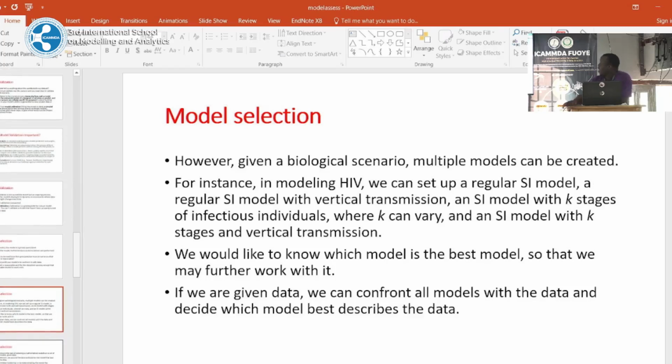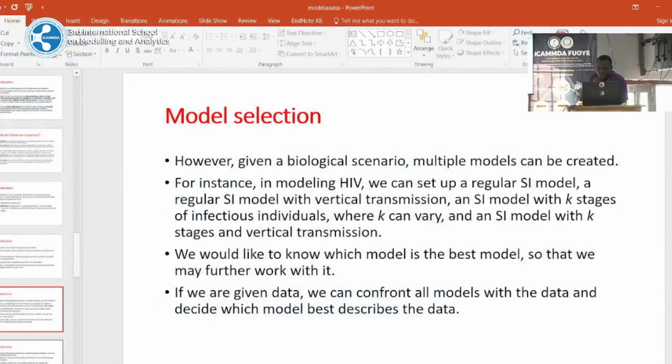However, given a biological scenario, multiple models can be created. That was what I was talking about the other time. Given just one biological scenario, you can create multiple models. For instance, in modeling HIV, we can set up a regular SI model. Another one is a regular SI model with vertical transmission from the mother to child. And then an SI model with case stages of infectious individuals. That is multiple sexual partners.